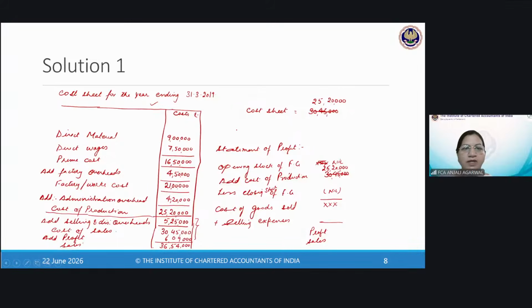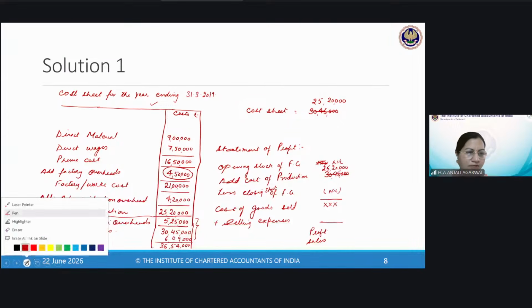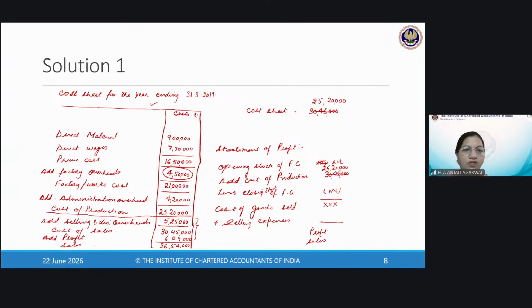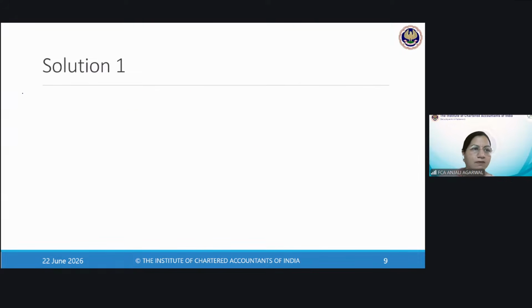So we have prepared a cost sheet here for the previous period 18-19, and we have seen what the factory overheads were. It was 4,50,000. And we have also given that the factory overheads are absorbed as a percentage of direct wages. So first we will find out what these absorption rates are. Factory overheads, absorption basis, direct wages.